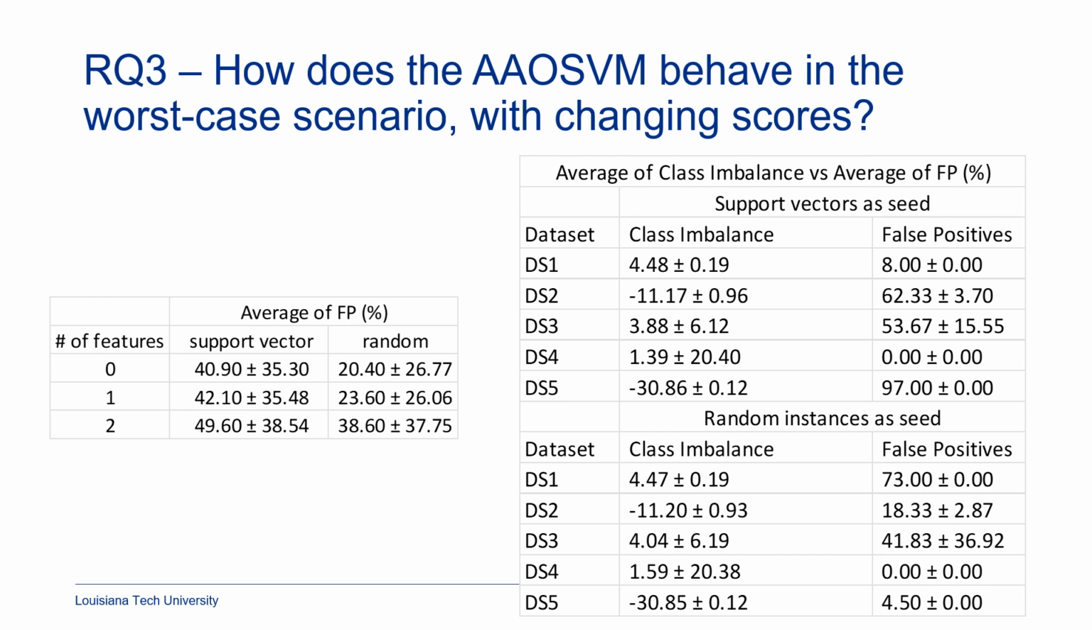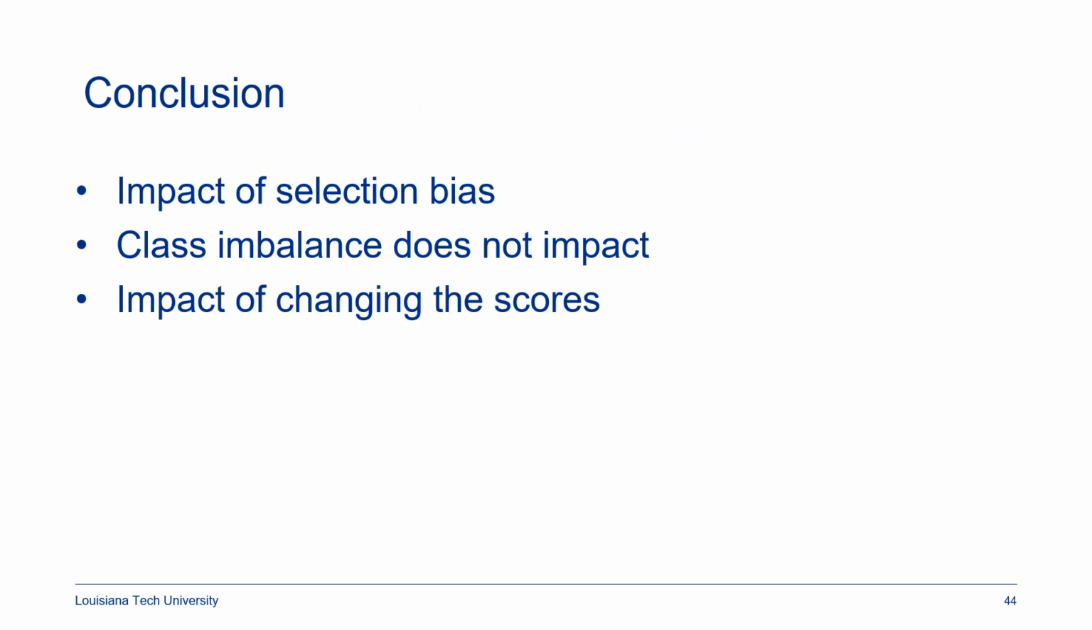When the AA online SVM is changing scores during training, its performance decreases, but the decrease in performance in training is not linearly correlated with its bias metric values. We say this because while clearly the choice of the seed matters, the change in false positives occurs in a similar way, but with different proportions, except for DS3. To summarize, we have shown that selection bias has an impact on the AA online SVM, while class imbalance does not have an impact on the AA online SVM.